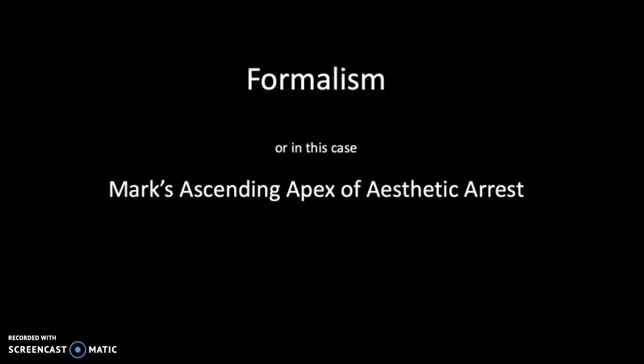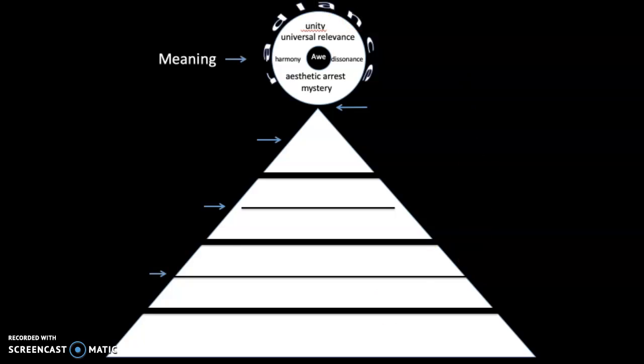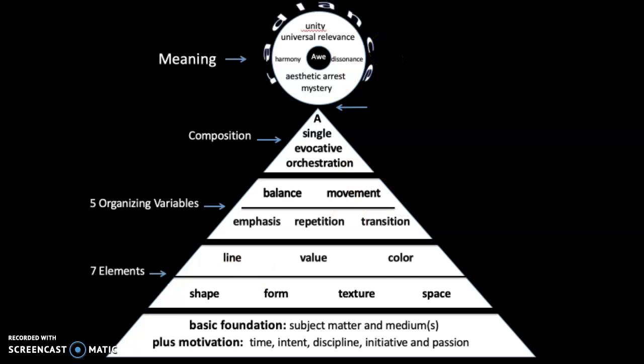Hey everyone, welcome to this discussion of scale as part of our ongoing discussion of formalism. And as Bob has told us so often, some art is boring, so what we're trying to do is figure out how we get there, and why some art gets us to where we say, wow, that's amazing, right? So we've been looking over the basic foundation and the 7 art elements, which you all found examples of, the organizing variables, and we've also been exploring different kinds of composition.